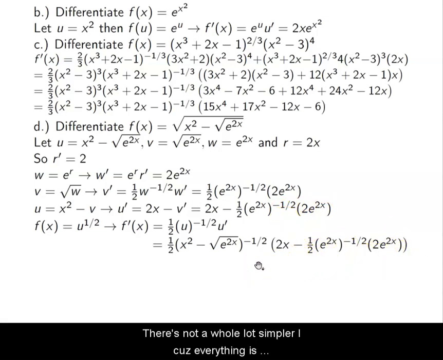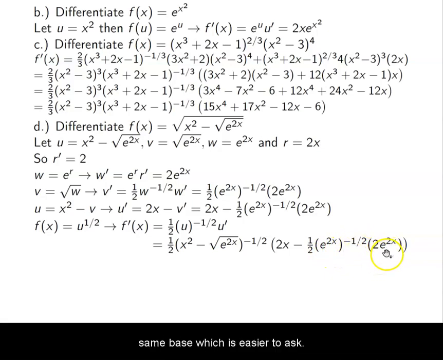There's not a whole lot to simplify because everything is being multiplied times each other, right? There's not like this plus this plus this. So the only thing that I can really combine together is this base of e to the 2x. So this 2 and this 1/2 can combine together to just be nothing. I'll have e to the 2x to the negative 1/2 power times the same base, which is e to the 2x. So I can start to simplify that.